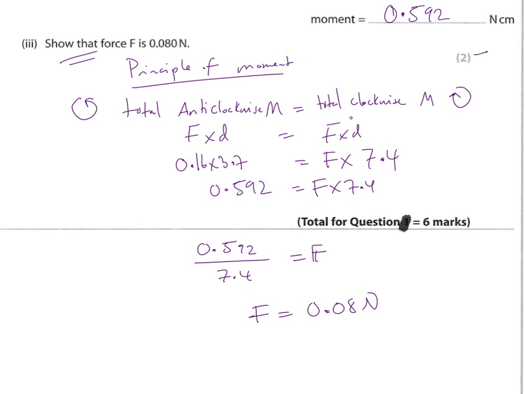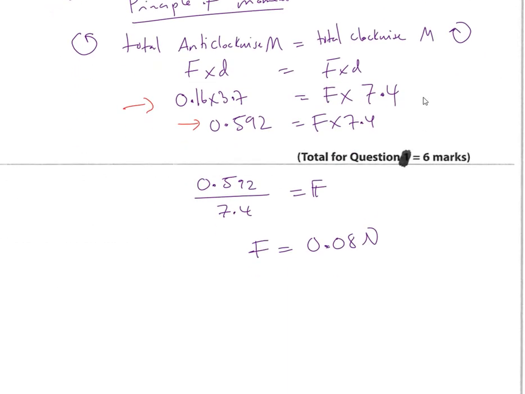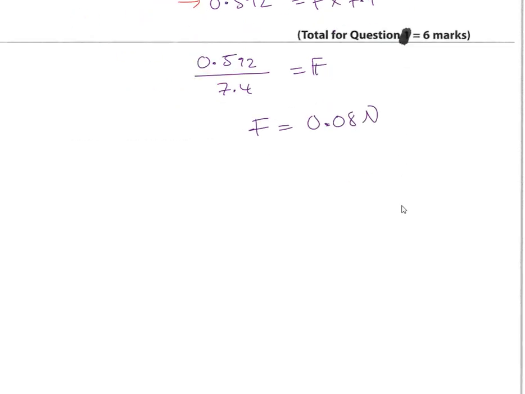Now the reason why it's 2 marks is because we have already worked this out. So this here is already worked. We already worked out the anti-clockwise moment. So this here is actually the anti-clockwise moment. That's okay. So now we just need to add the clockwise moment, and then we are done.